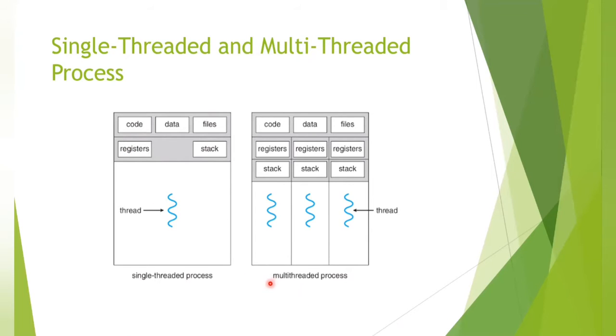Now let's look at a multi-threaded process. Here there are three threads in this diagram, and each thread has a stack and registers. We see this also has stack and registers, stack and registers. But this thread has code segment here, this has data, and this has files. And we have to see one thing, that the code, data, and files are all shared here.